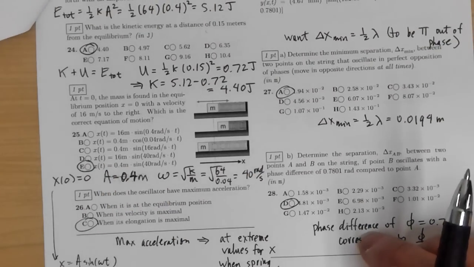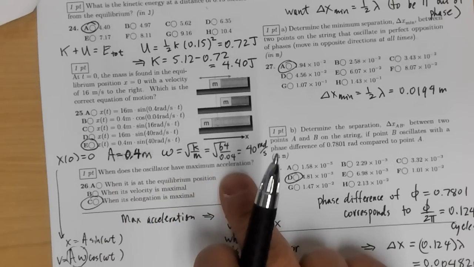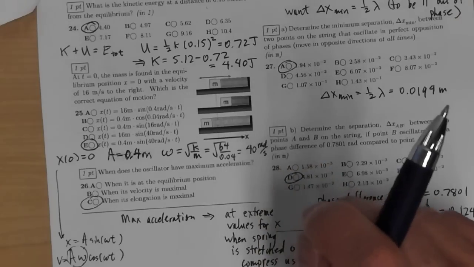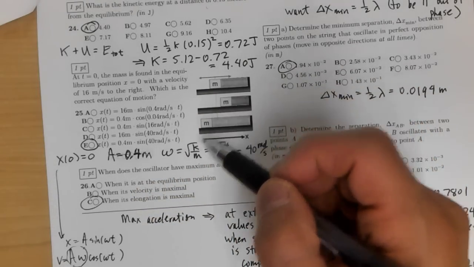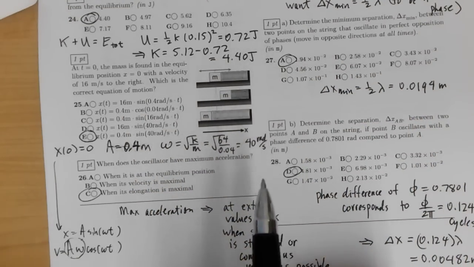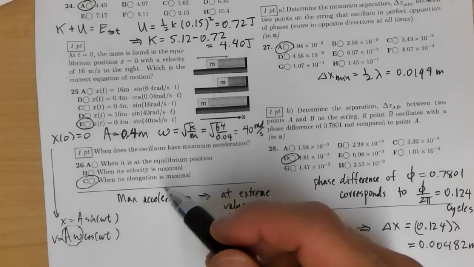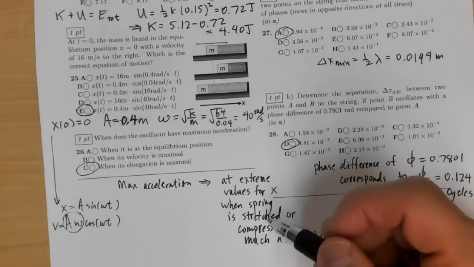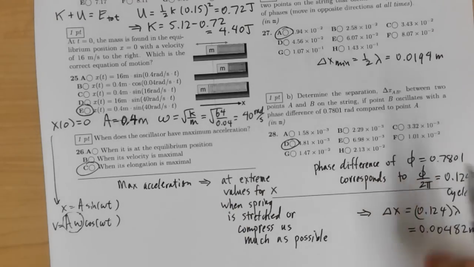All right, next problem. When does the oscillator have maximum acceleration? The maximum acceleration occurs when the spring is stretched or compressed as much as possible. And so the maximum acceleration is when x is at its maximum or minimum, when the elongation is maximal.